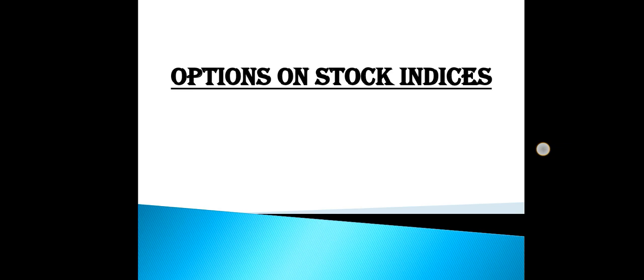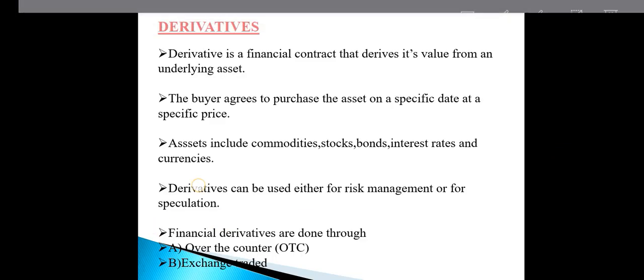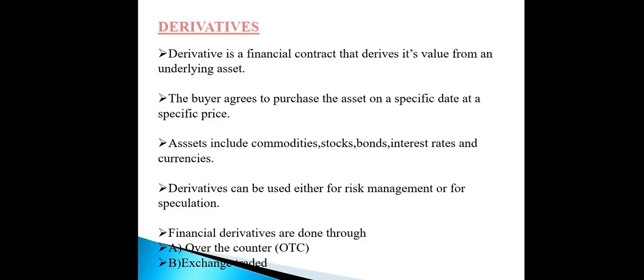Today we talk about options on stock indices. To understand this concept, we should understand what a derivative is. First we look at what a derivative is. A derivative is a financial contract that derives value from an underlying asset.